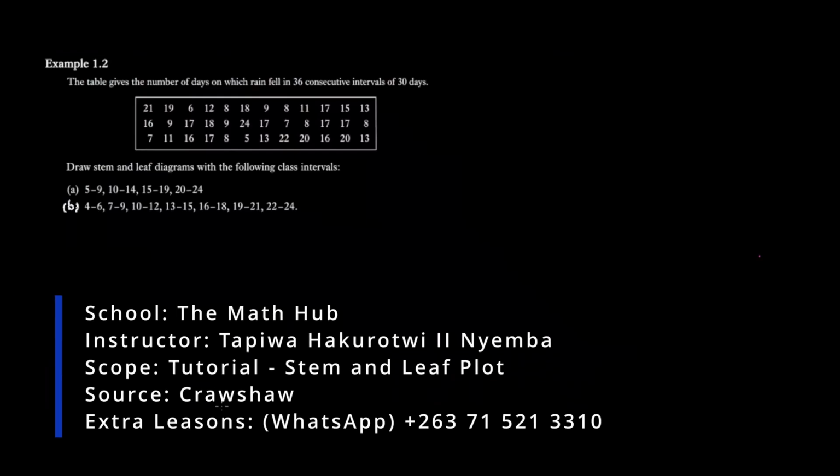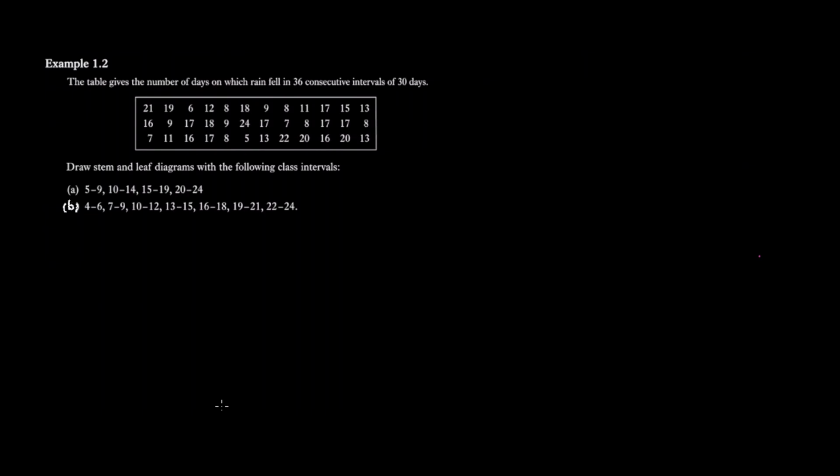In today's tutorial, we are going to look at stem plots, stem and leaf diagrams, stem and leaf plots. We are going to be doing 2 questions, starting with this one. The table gives the number of days on which rain fell in 36 consecutive intervals of 30 days. So this is the data we are given. We have 30 observations. So draw stem and leaf diagrams with the following class intervals.